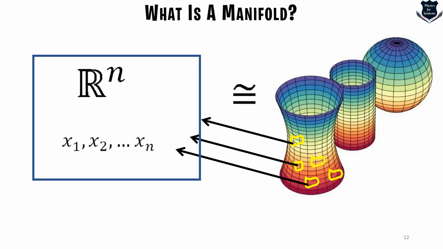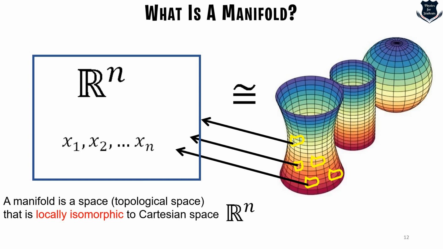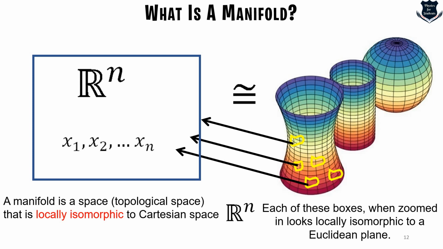Technically I should not say that it is similar, but I should say that a manifold is a space, technically a topological space, that is locally isomorphic to a Cartesian space Rn, and each of these boxes when zoomed in locally looks isomorphic to a Euclidean plane. So I should not use the word similar, I would technically use the word isomorphic. When I analyze the manifold, it is isomorphic to a Cartesian plane.